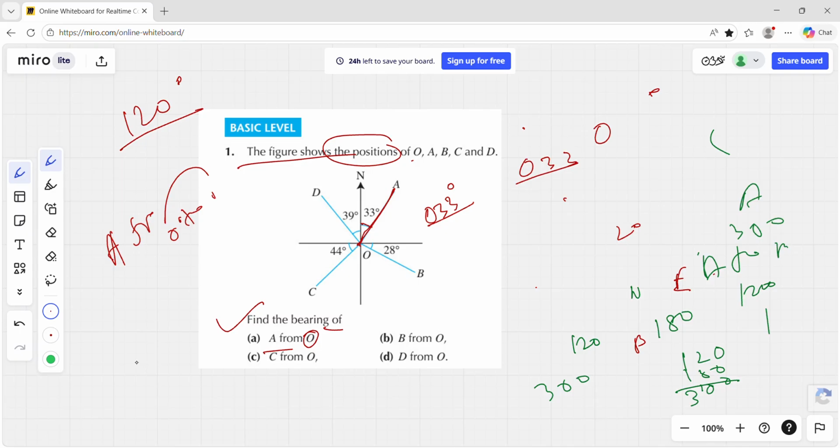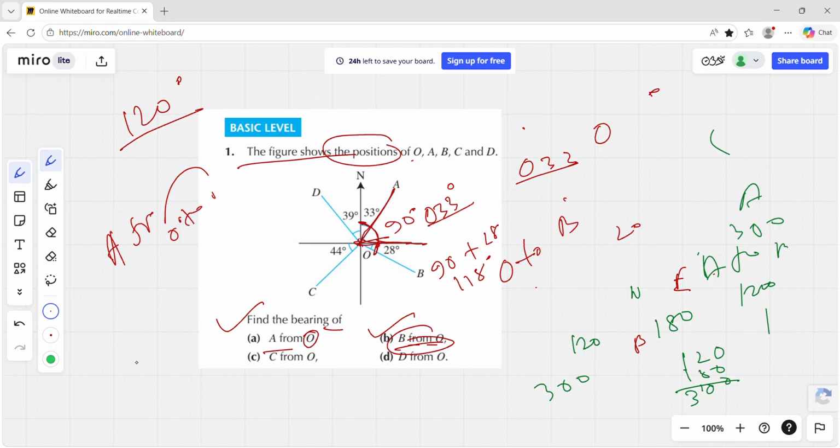The second one: what is the bearing of B from O? That is O to B. B from O means O to B. So you have to choose it. Now 33 degrees, so you have to come this way. That is where B is. Now this particular angle is 90, and you have to add 28 to 90 degrees. So your angle would be 28 plus 90, 98. Then it's 180 degrees.